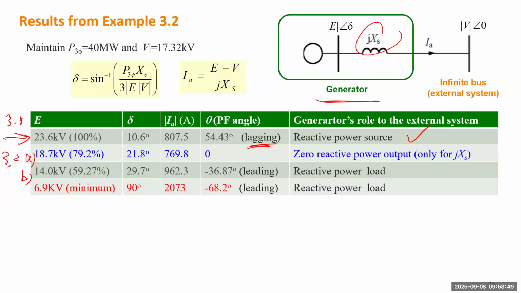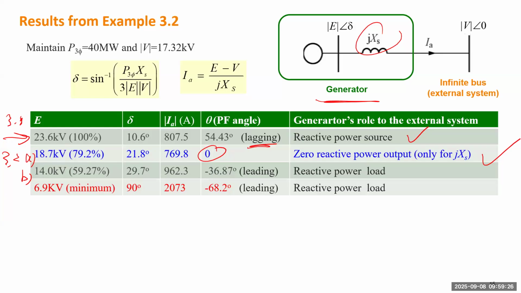For 3.2A, the power factor angle becomes 0. That's unity power factor. The generator doesn't provide or consume any reactive power, but because the generator has internal reactance, it still provides a little reactive power only for the internal reactance. That's why, if you remember the line-to-neutral voltage, that's 17.3, but this E is slightly higher, it's 18.7. That slightly higher voltage is just to provide reactive power for the internal reactance.